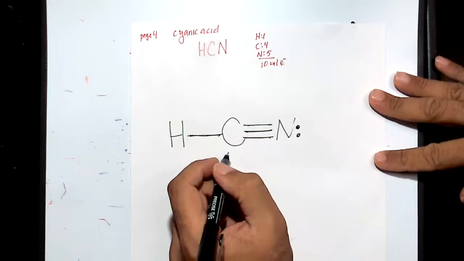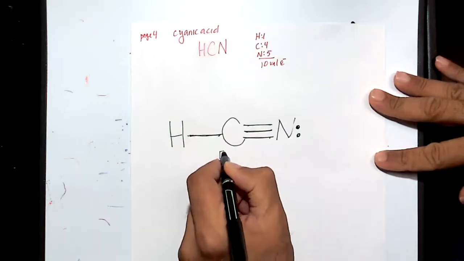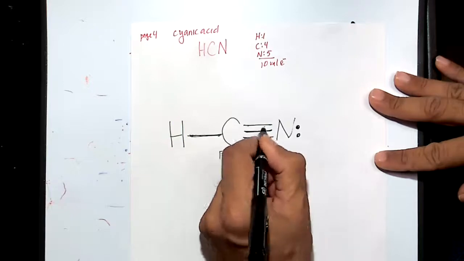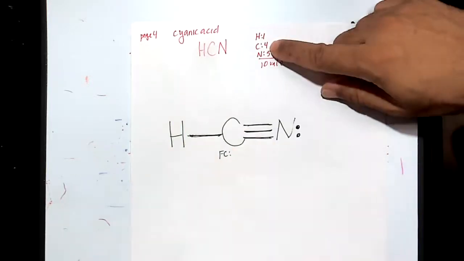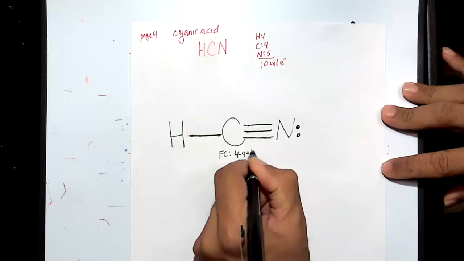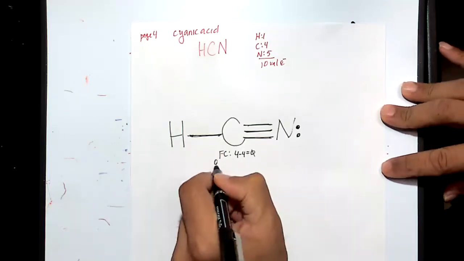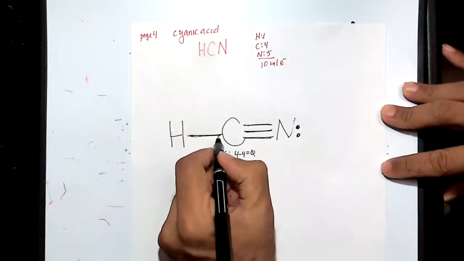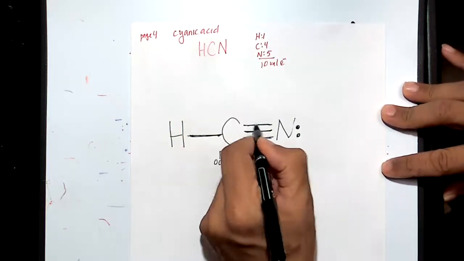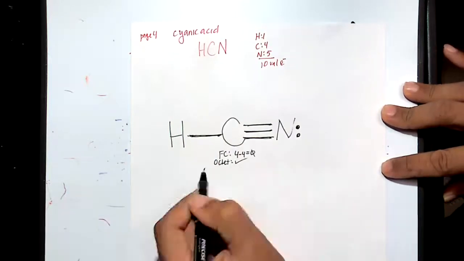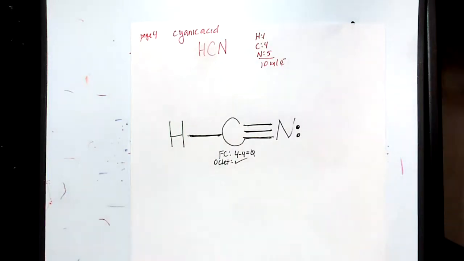Carbon here. Let's look at the formal charge. Ready? 1, 2, 3, 4. What is carbon happy at? 4. What's 4 minus 4? 0. Octet for this carbon. Okay, so ready? 1, 2, 3, 4, 5, 6, 7, 8. Okay, so the octet for this carbon is satisfied.